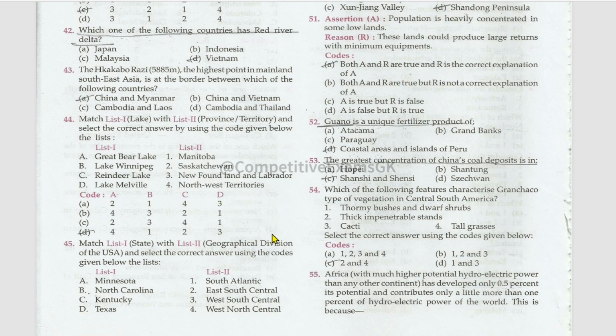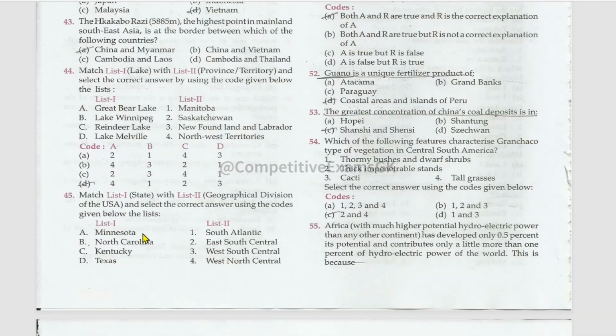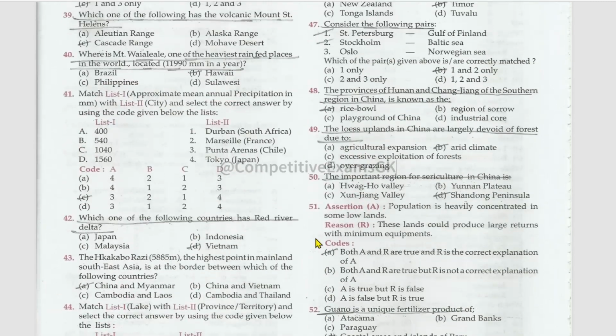Another matching. List one are the states and list two are the geographical divisions of the USA. Minnesota, West North Central. North Carolina, South Atlantic. Kentucky, East South Central, and Texas, West South Central.